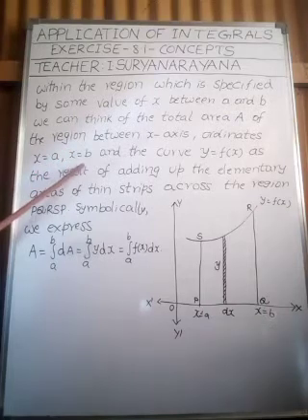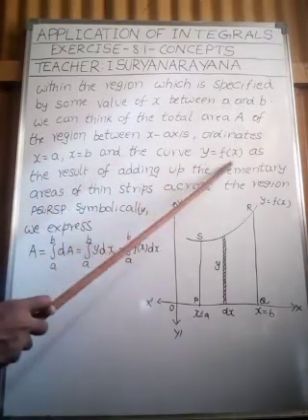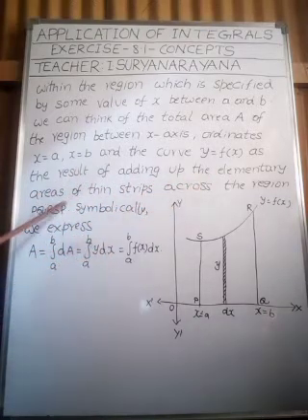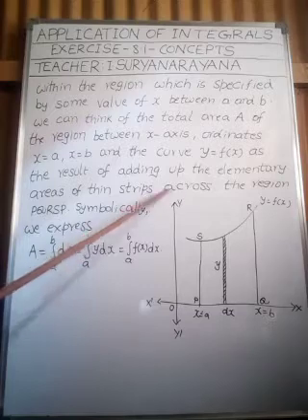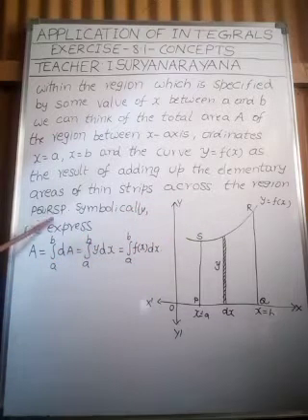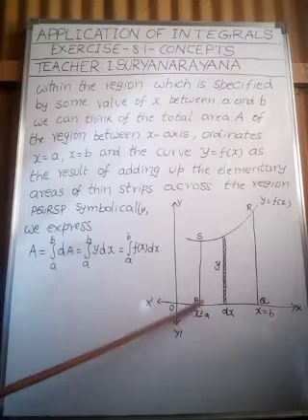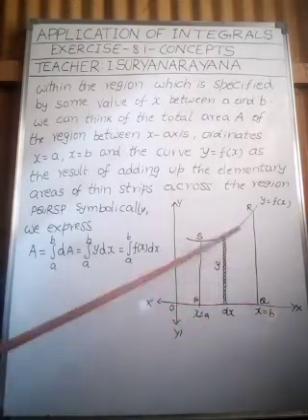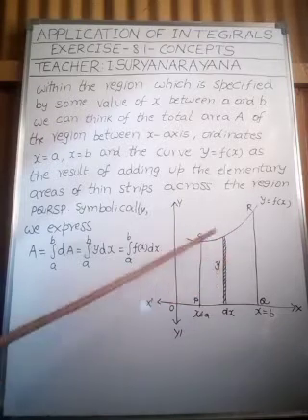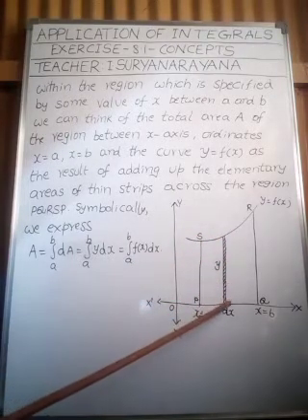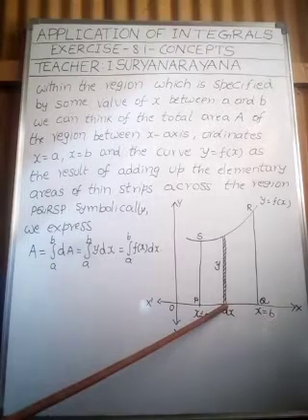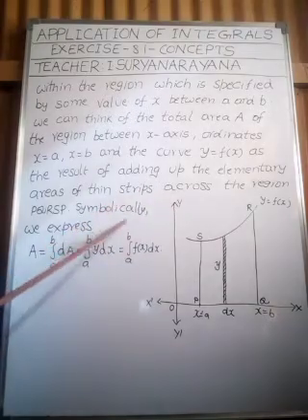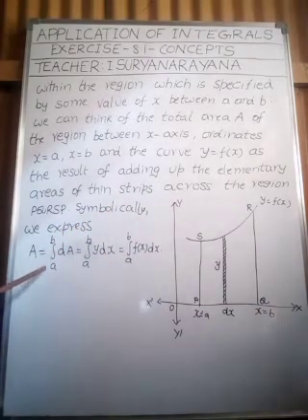We can think of the total area of the region between x-axis, ordinates x is equal to a, x is equal to b, and the curve y is equal to f of x as the result of adding up the elementary areas of thin strips across the region P, Q, R, S. This entire region, the area of this entire region can be found by adding up these areas of vertical strips, elementary strips.